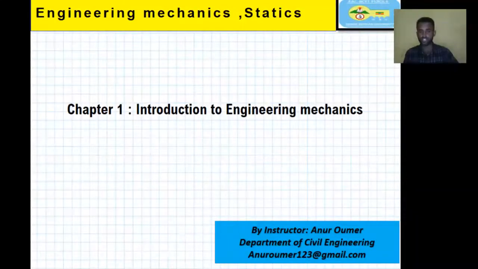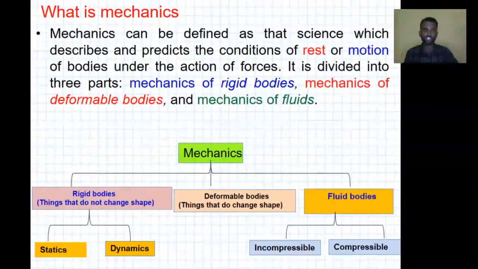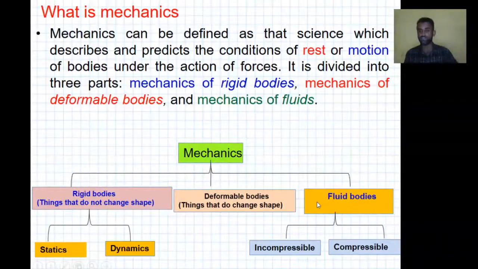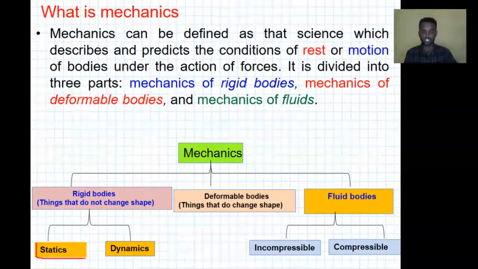Today I will be talking about Chapter 1, Introduction to Engineering Mechanics. The question is, what is mechanics? Mechanics can be defined as the science which describes and predicts the conditions of rest or motion of bodies under the action of force. Engineering mechanics can be divided into mechanics of rigid bodies, mechanics of deformable bodies, and mechanics of fluid bodies. Mechanics of rigid body can be further divided into statics and dynamics. In this course, we are going to concentrate on the first part, which is statics.